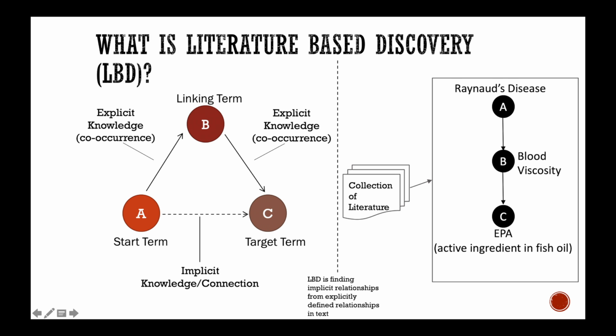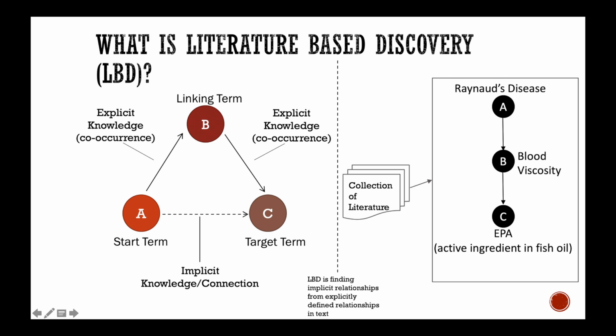Take, for example, Raynaud's disease, a disease that causes blood vessels to narrow in some parts of your body, causing your body to feel numb in response to cold temperatures and stress. Through literature-based discovery, we can find an explicitly defined relationship between Raynaud's disease, the A term, and blood viscosity, the B term, in certain corpi, and another explicitly defined relationship between blood viscosity, still the B term, and EPA, the C term. And then from those two explicitly defined relationships, the computer can then infer a relationship between the A and the C term, or Raynaud's disease and EPA.